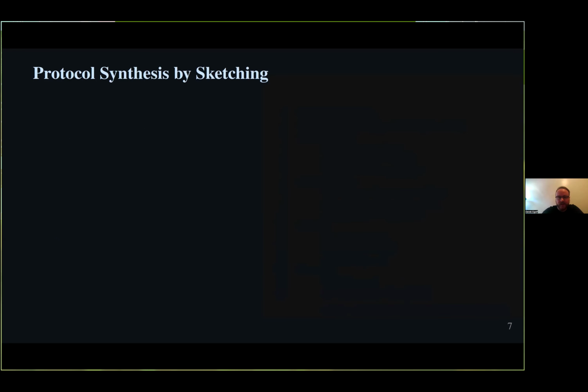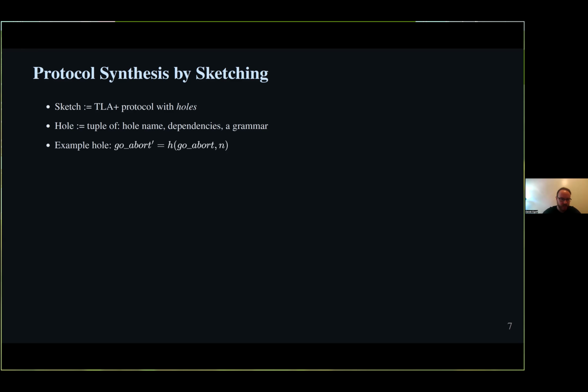Okay, so now we can talk about the actual problem that we're solving. A sketch is defined to be a TLA plus protocol with holes. And a hole is really just an uninterpreted function. So it's got a name, it's got some dependencies, and it's got a grammar where the terminals are those dependencies. As an example of a hole, that uninterpreted function h has the dependencies go abort and n.